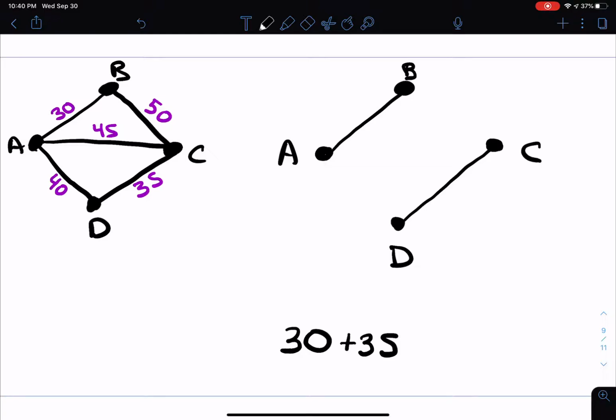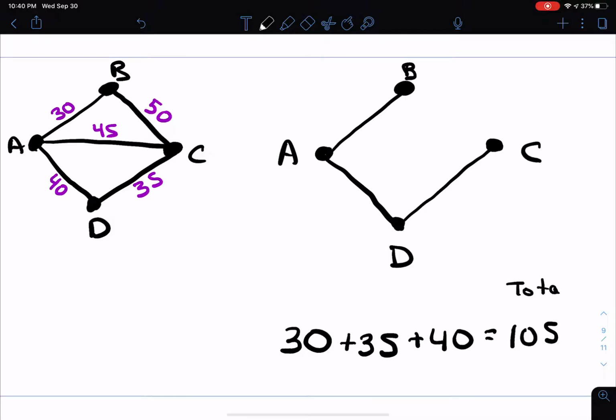All right, and then out of the remaining sides, we have a 40, a 45, and a 50. 40 is the cheapest. It does not make a circuit, and we can stop there. Add those up. I believe you get 105. Yep, that's your total weight. 105.